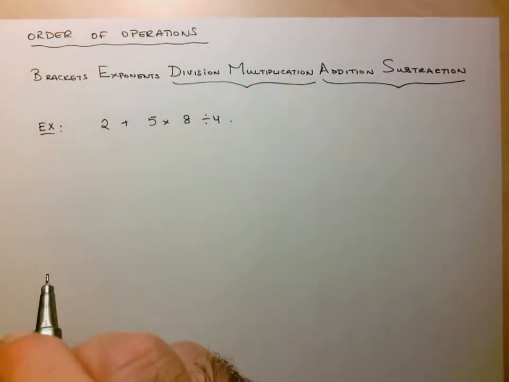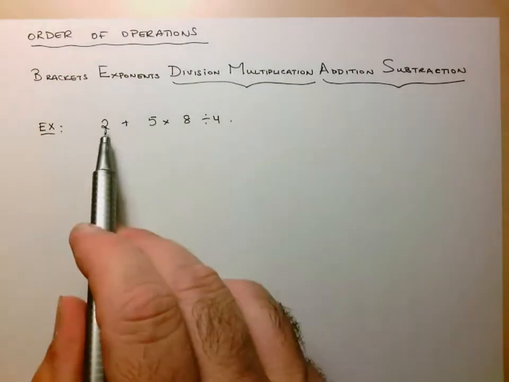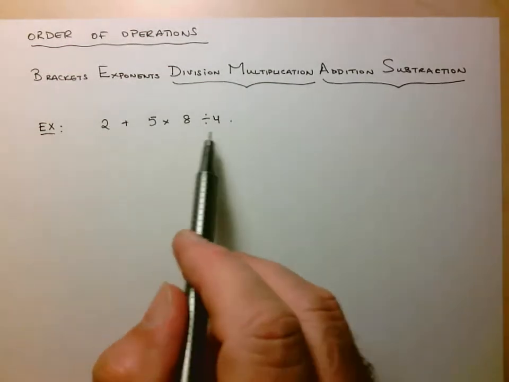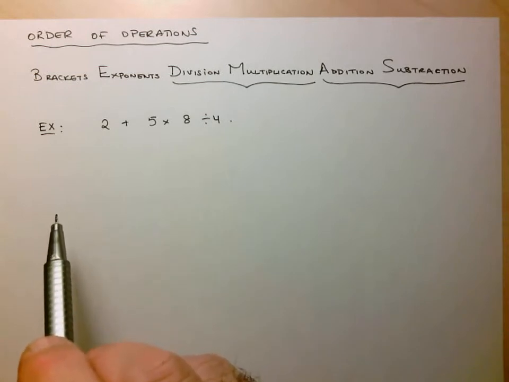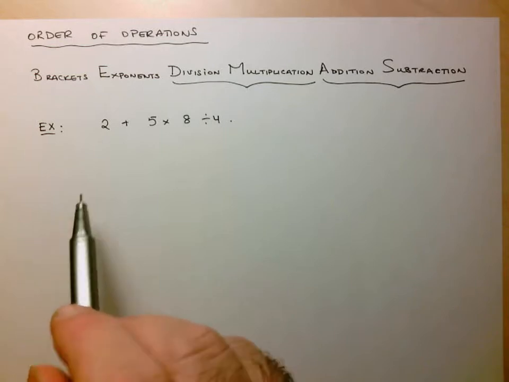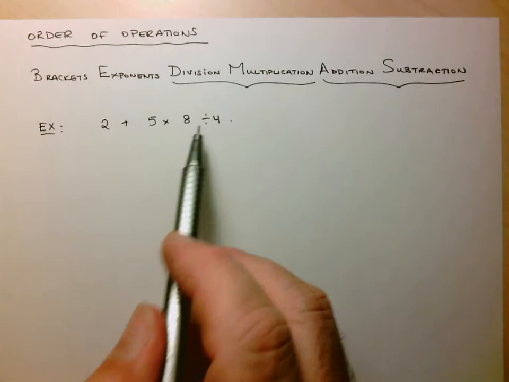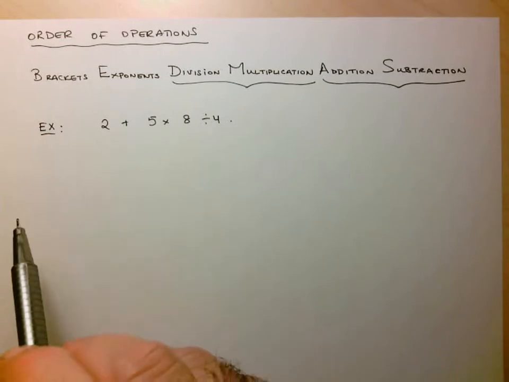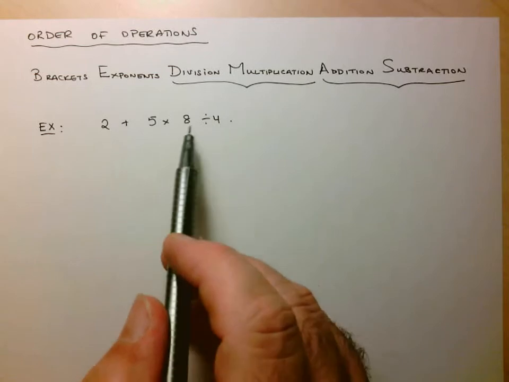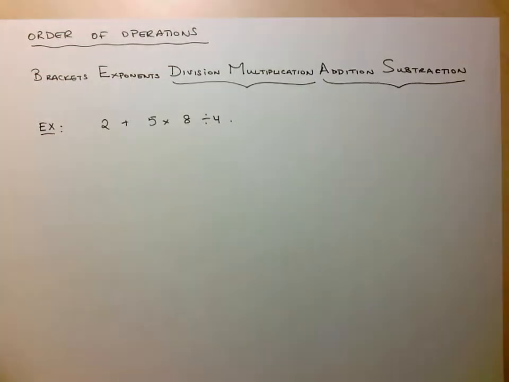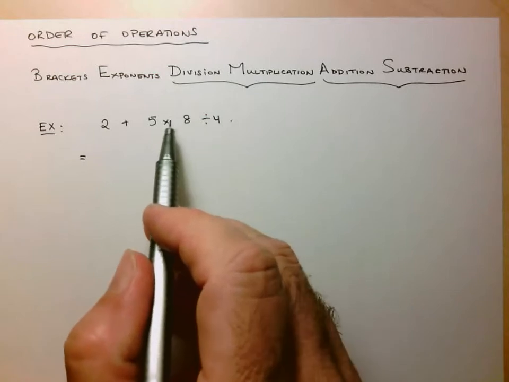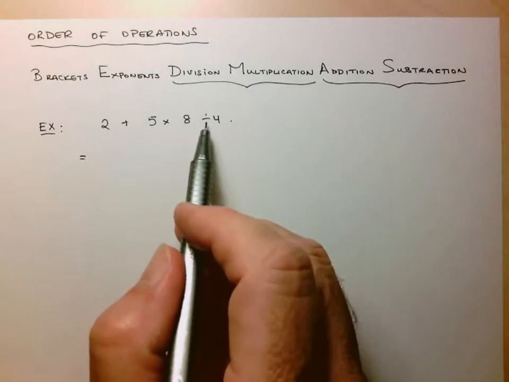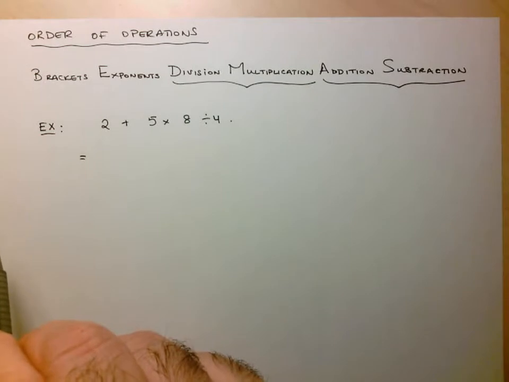It would be very tempting to just go left to right and say, well, 2 plus 5 is 7, then multiply that by 8, then divide by 4. But of course, that's not how it works when we're applying the correct order of operations. We have an addition, a multiplication, and a division. This addition is going to be the last thing that we do, because multiplication and division take precedence. However, we have a multiplication and a division, and we said that these have the same priority.